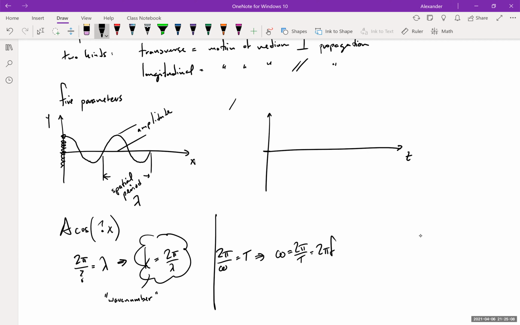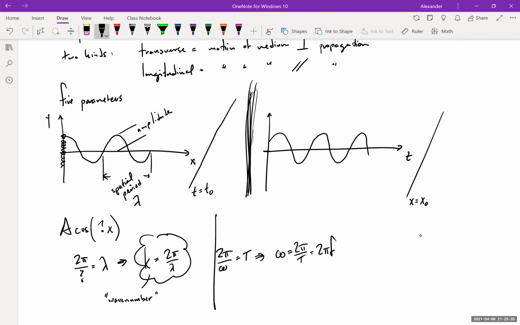This whole diagram on the left holds time constant. Some value of time. Snapshot. This picture on the right is going to be evaluated at some fixed position. And we have some sort of sinusoidal function there as well.